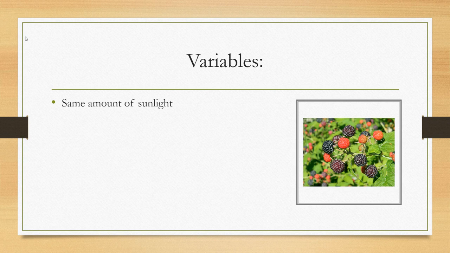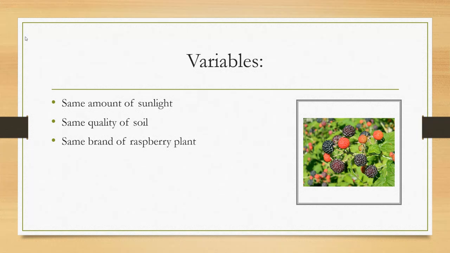I gave this one away a little bit. You need to make sure that they have the same amount of sunlight. Both bushes should also be growing in the same quality of soil. We want good fertile soil for our raspberry bushes. And then possibly we want to make sure that we have the same brand or same variety of raspberry plant, right? All of those need to be kept the same for both groups.